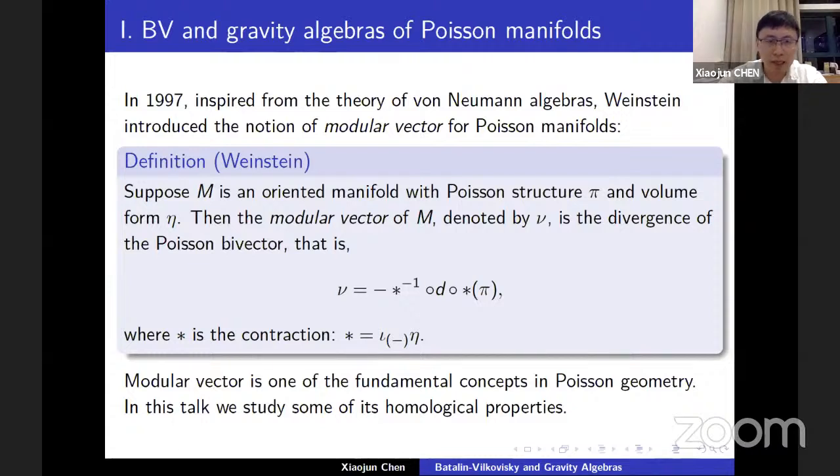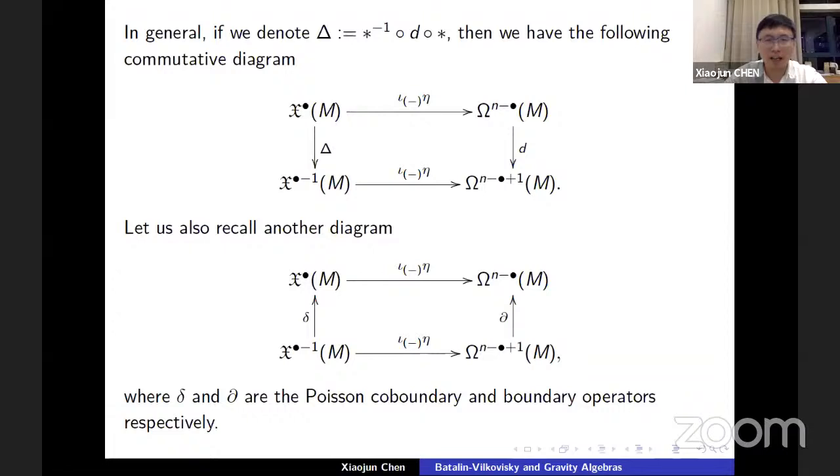Actually, Weinstein's original definition is more general. Here I only use this definition, which is good for our purpose. The modular vector is one of the fundamental concepts in Poisson geometry. In this talk, we study some of its homological properties. Now let's go over this divergence operator. First, let's denote delta to be star inverse composed with d, composed with star.